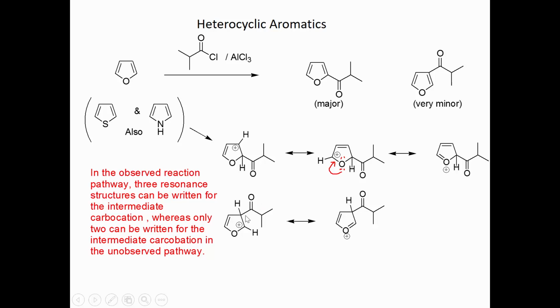Okay, when we attack the 3 position here, the only resonance forms we can write are the carbocation we initially get and the oxonium ion. Okay, so when we attack the 2 position, we have more resonance stabilization of our intermediate carbocation, and that's why we see attack at the 2 position for furan, thiophene, and pyrrole.